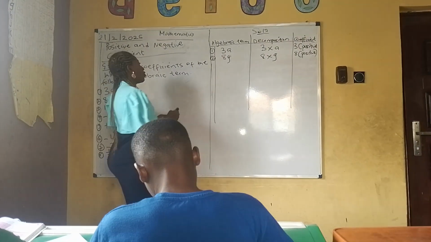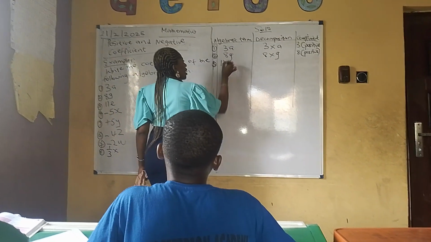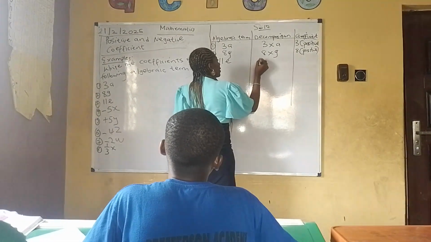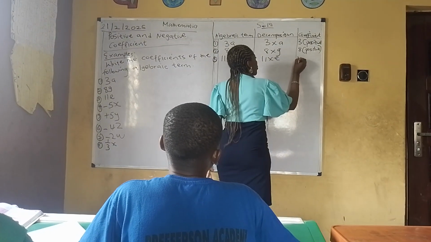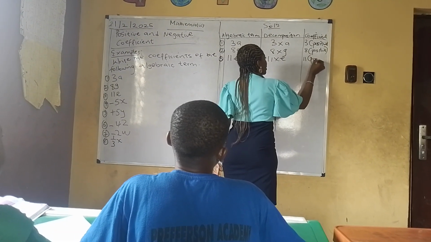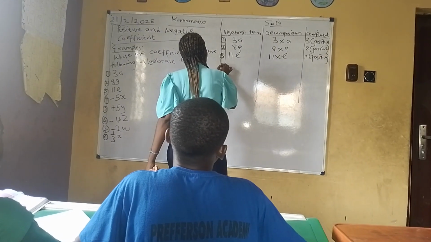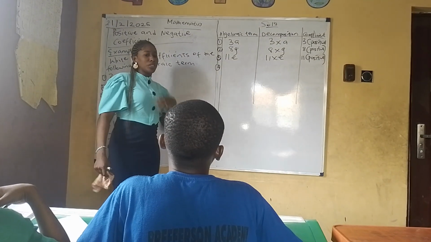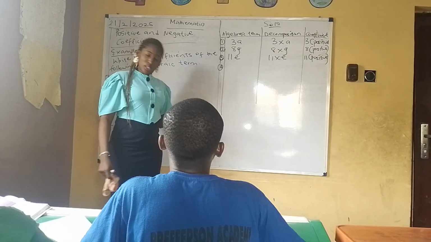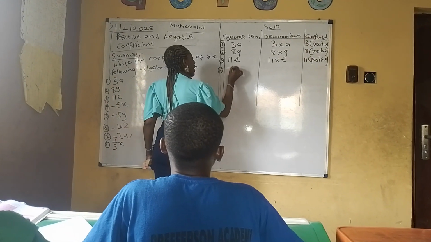So let's move on. Number 3 is what? 11e. What is the decomposition? 11 times e. What is the coefficient? 11, which is what? Positive. Okay? So from all this we are doing, coefficient, is it the letter or the number? The number. Good.